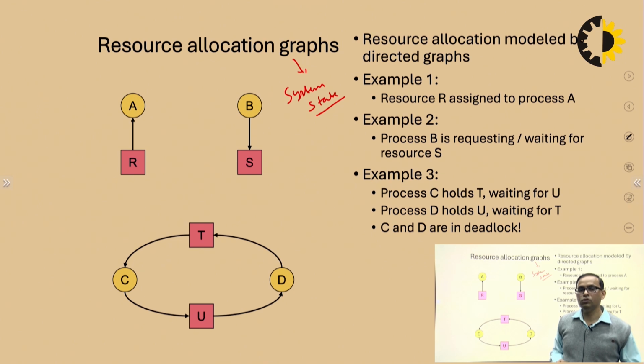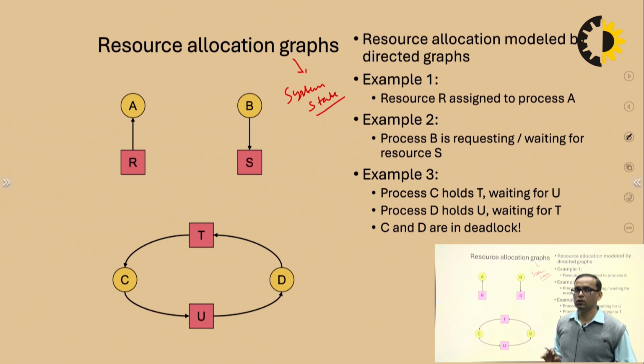So a resource allocation graph is a pictorial representation of the system state at a particular instant of time, and that system state basically provides information about the number of processes in the system, the number of resource types in the system, the total number of instances of each resource type, how many instances of each resource type are allocated to different processes, and how many instances of each resource type are freely available.